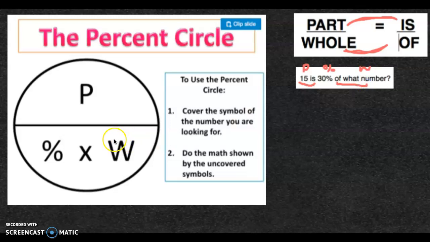So going to our circle chart, if we cover up the W, we are left with P divided by percentage. So my P is 15. So basically my formula is P divided by percentage, which is the same as 15 divided by 30%. Remember, 30% we divide by 100 to make it a decimal. And I get 15 divided by 0.30, which is equal to 50.